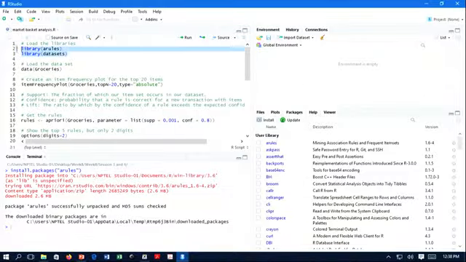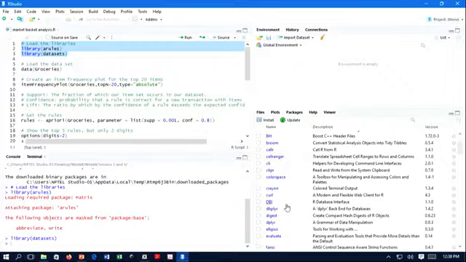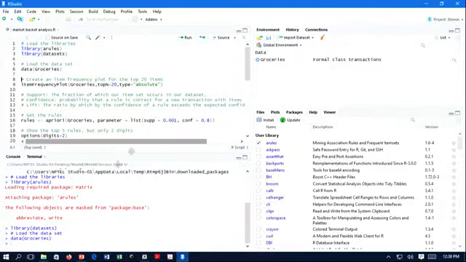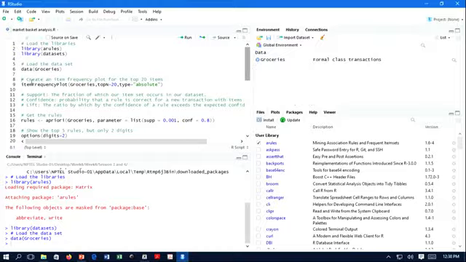I am calling the arules library. The datasets library might already be installed, as it is in your base package. Okay, arules has been loaded. Now, the data is Groceries, which is an inbuilt dataset. The same one that I have here is inbuilt, and it is documented here with all the data classes and so on. So, I have used that.